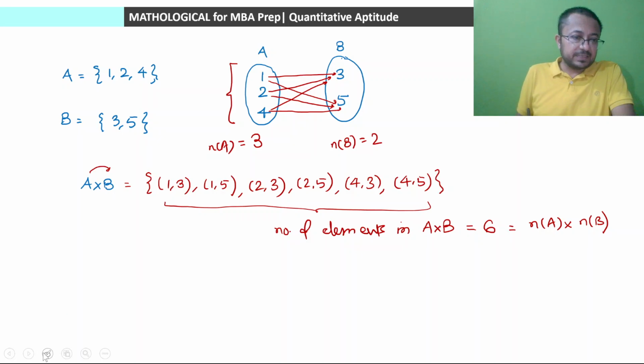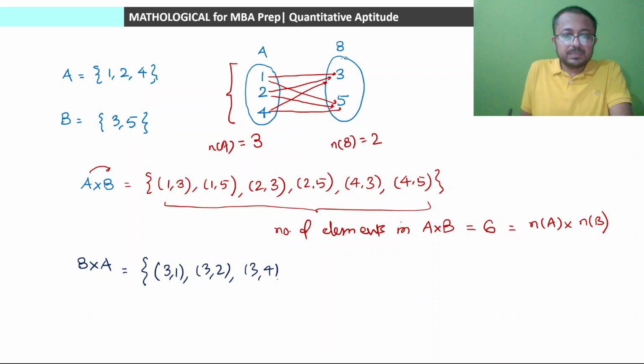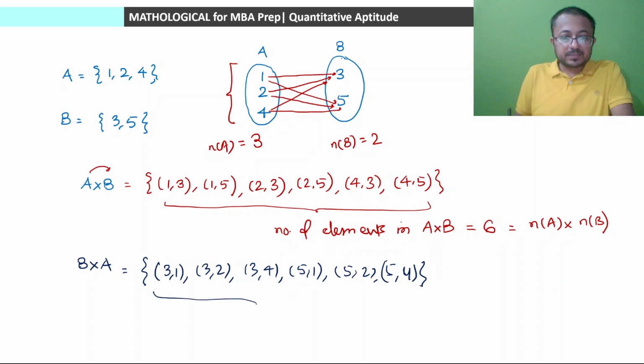Similarly, if we define B cross A, pause the video and define it yourself. What will be the number of elements? What will be the elements in B cross A? Now, what is in B cross A? The first element will be from B, and the second element will be from A. So the first element is from B, so we can choose 3 and get (3, 1), (3, 2), (3, 4). Similarly, we can have the elements (5, 1), (5, 2), (5, 4).